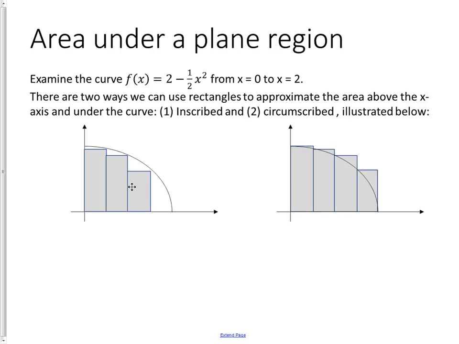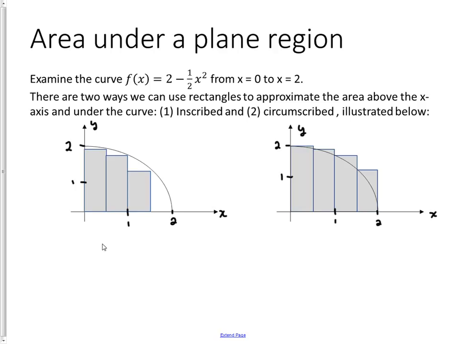One is going to underestimate the area, one's going to overestimate the area, but maybe by doing that kind of thing we can figure out an area in between these two. So that's what we're going to do. Let's just work out what this would be if we had these rectangles.